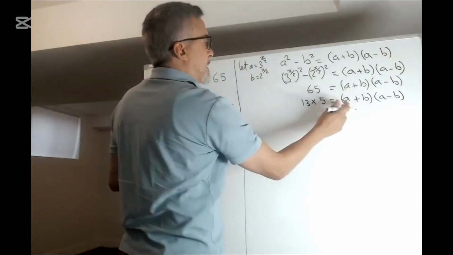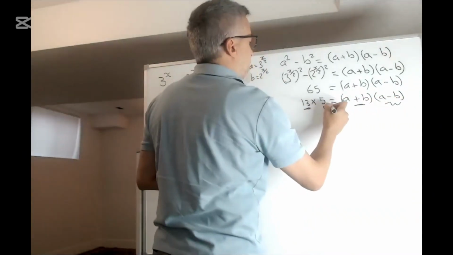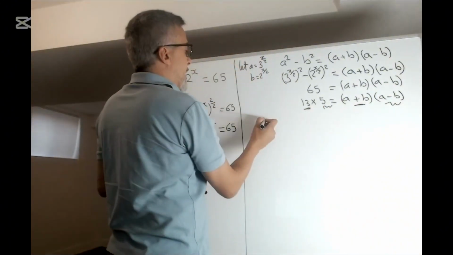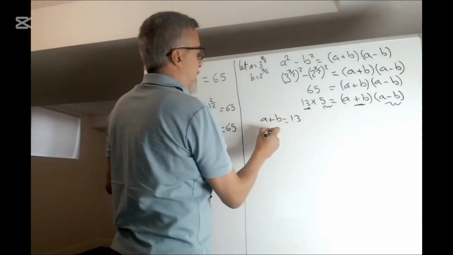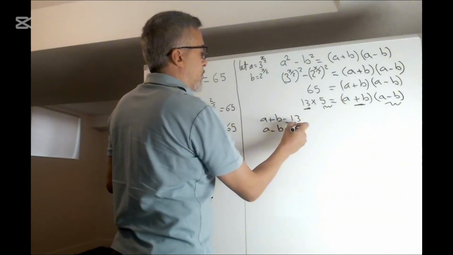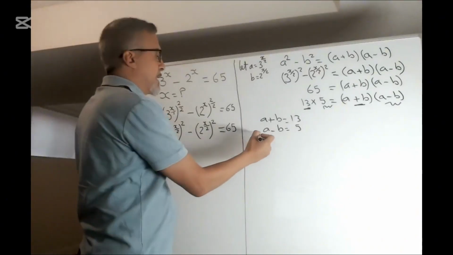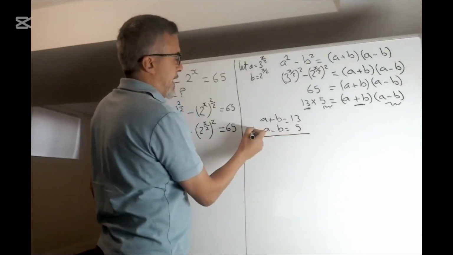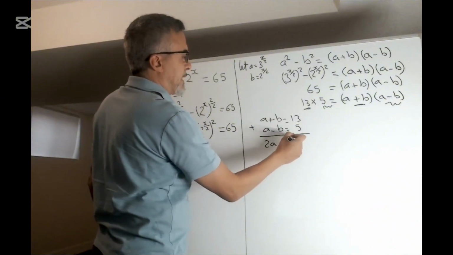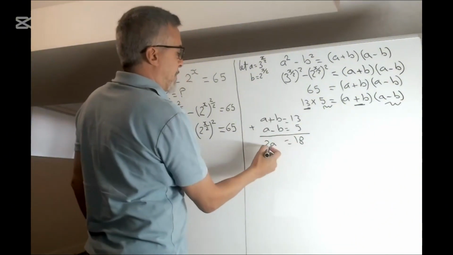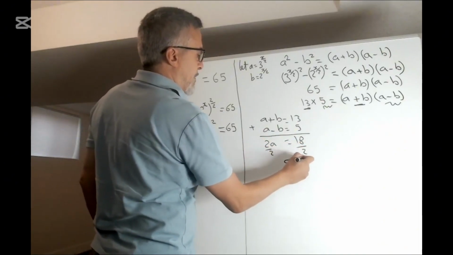Now, based on this, can we say this here is this, and this here is this here? So we can say a plus b equals 13, and a minus b equals 5. Now, this is a system of equations. So I'm going to solve this system of equations by adding the two equations. I'm going to get 2a, the b's will cancel, and I'm going to get 18. If 2a equals 18, I'm going to divide both sides by 2. I'm going to get a equals 9.